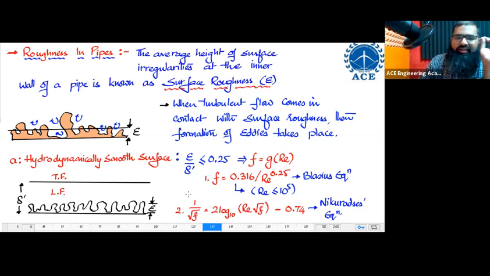Again, what is a hydrodynamically smooth surface? A surface which is having roughness, but turbulent flow is not able to come in contact with that surface roughness. Such a surface is known as a hydrodynamically smooth surface. Moving further, you can take a snapshot quickly of this particular slide.